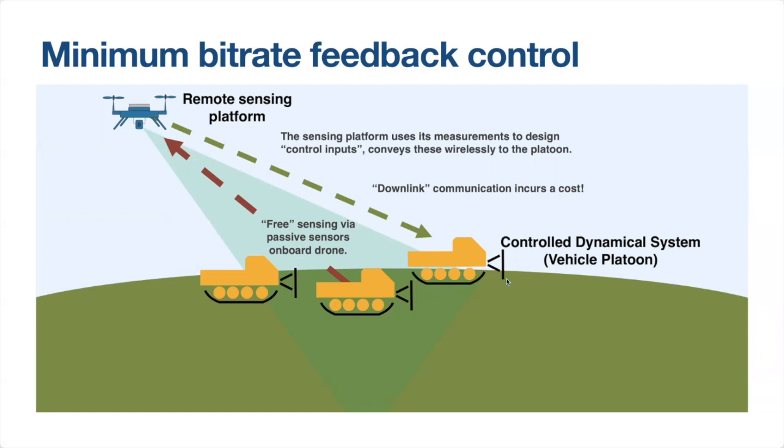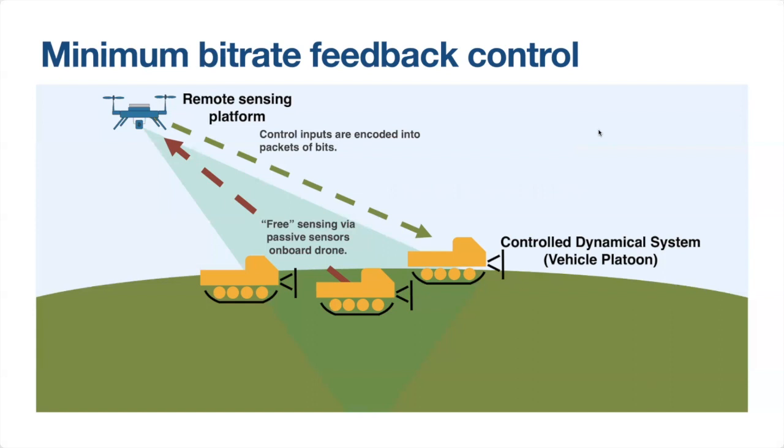But when the drone wants to convey its control commands back down to the platoon, it's got to use a radio. And using that radio is going to incur communication costs. For example, it'll take up a shared channel for some set of time, or it'll expend some of the drone's battery, etc. So I'm going to abstract things to make the communication cost a little bit more concrete.